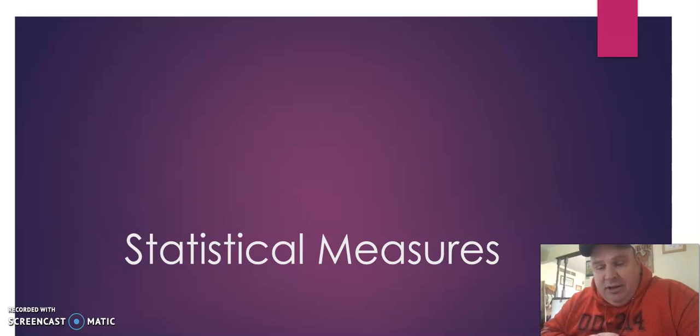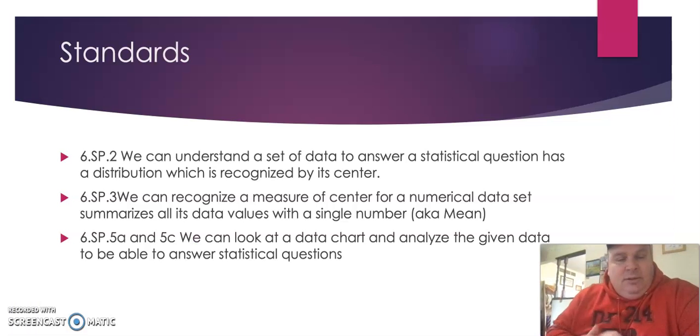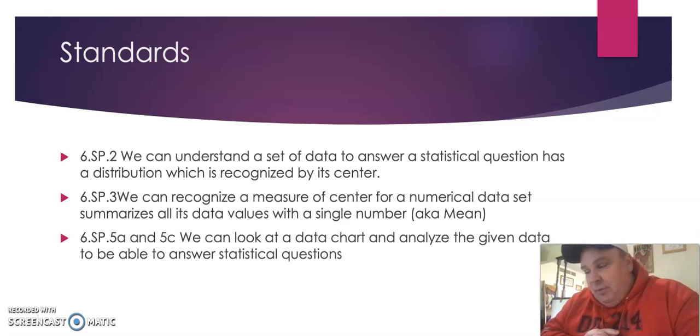We are going to be starting lesson 9.2. 9.2 deals mainly with mean and outliers. By the end of today's lesson, we will be able to understand a set of data, answer a statistical question, which has a distribution and is recognized by its center. We will also be able to recognize the measure of center for a numerical data set, which summarizes all its data values with a single number.